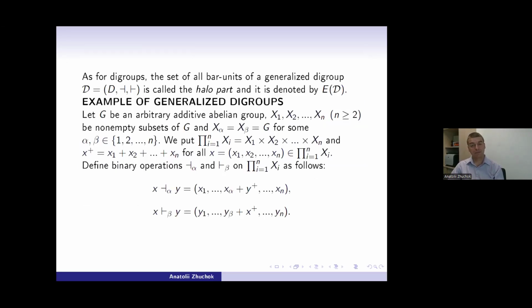Okay, and here is an example of such an object. We have an abelian group and an arbitrary subset of our group. And then we take the direct product, introduce a notation x^+ in this way, and using this notation, define the operations alpha and beta on the product of our subset and the group in this way.